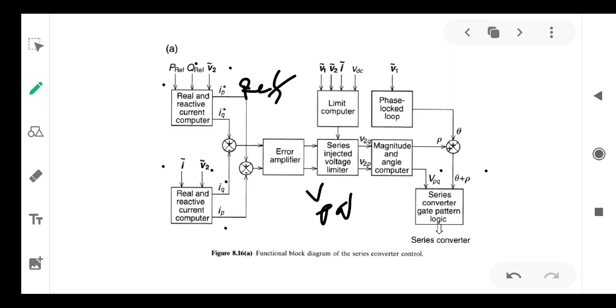So this VPQ magnitude and sigma is summed with the theta, already explained, to provide the synchronizing signals. VPQ and theta plus sigma can be used as reference signals for the series converter control to provide the gate pulses to the series converter. So this is the series converter. So the gate pulse generator will provide the proper control action in order to get the required VPQ.